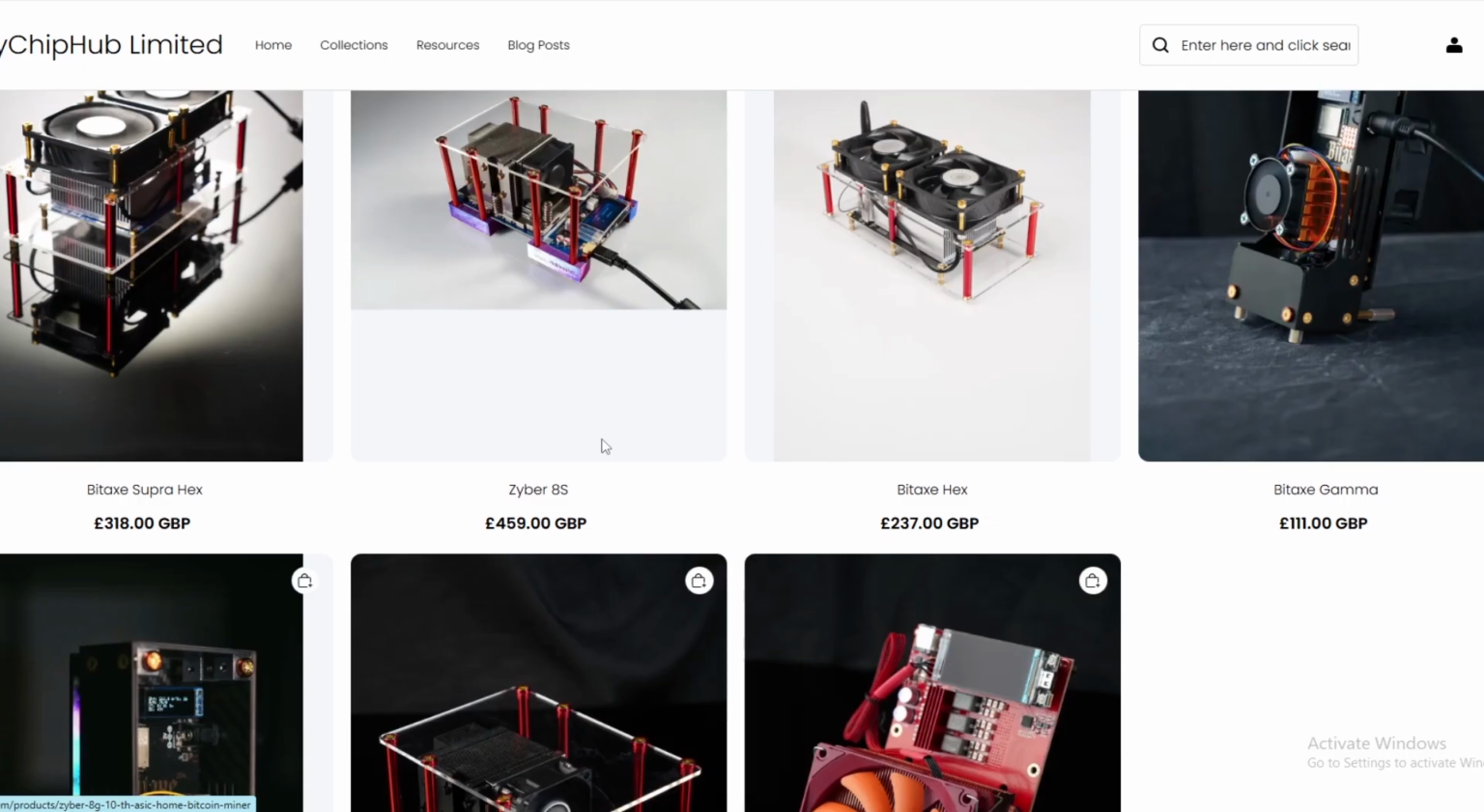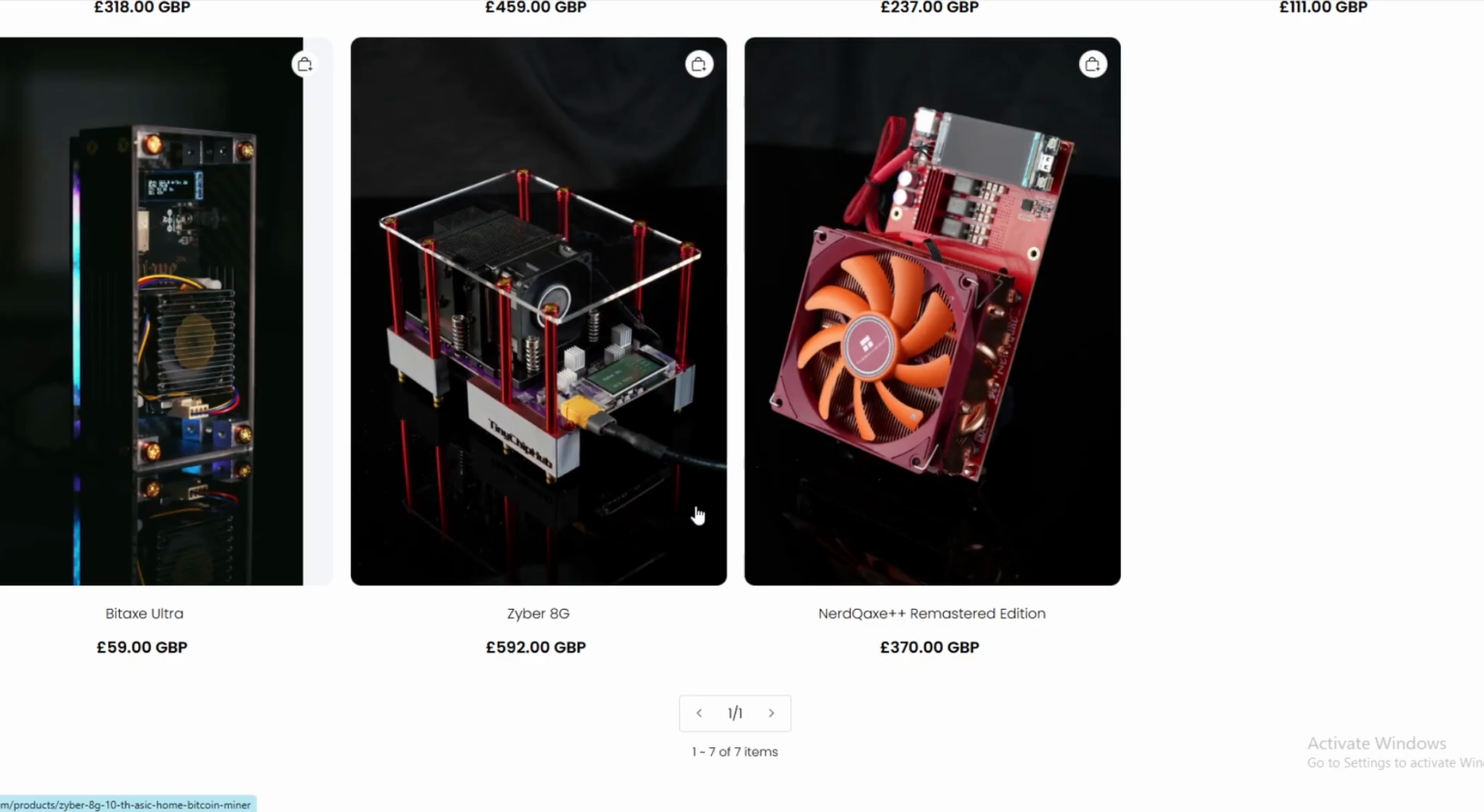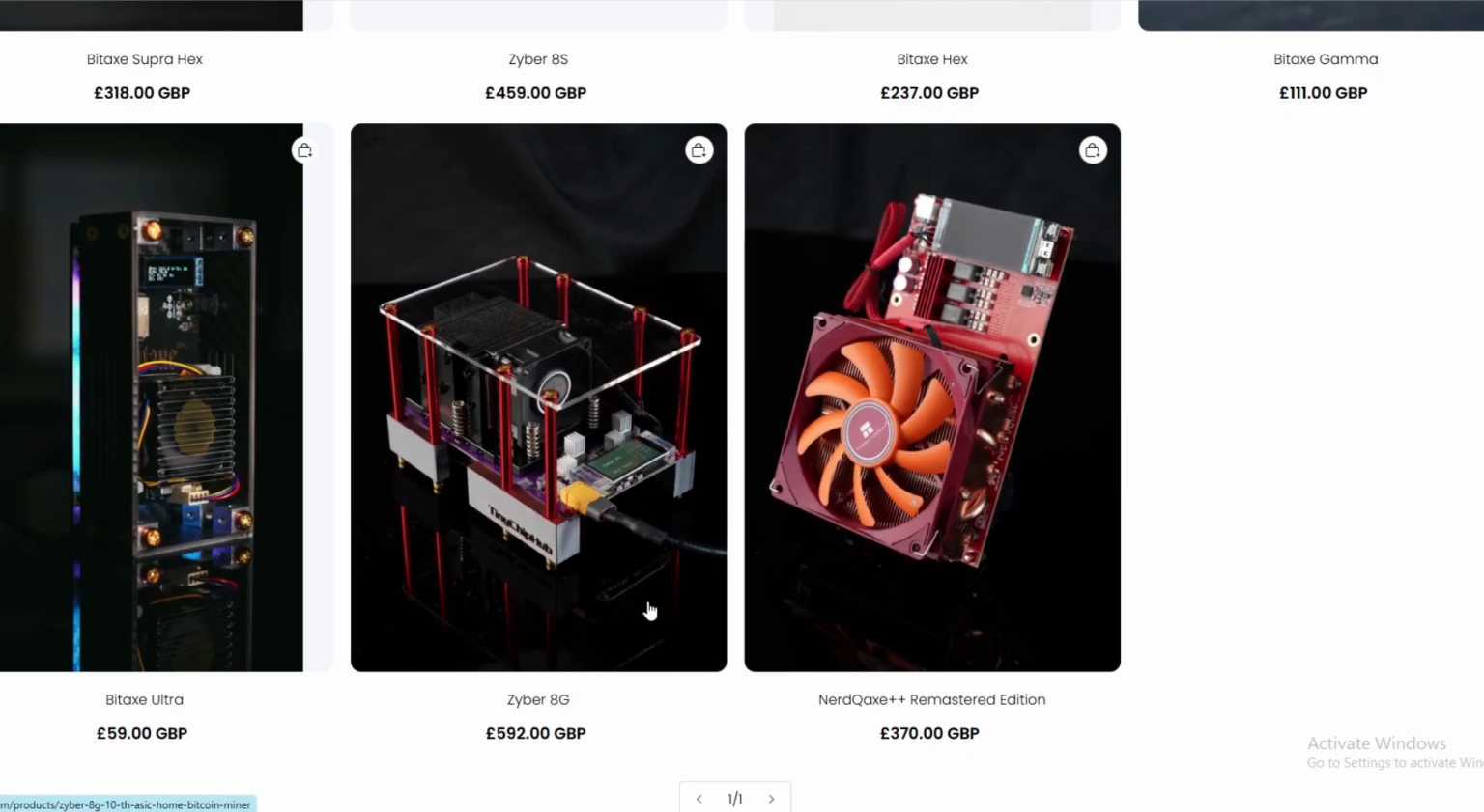So the noticeable upgrades that you see from the Zyber 8S to the Zyber 8G. Personally, I wouldn't buy the Zyber 8S now, but this was only released, I think, 2 months ago. So I would personally go with the Zyber 8G at this point.